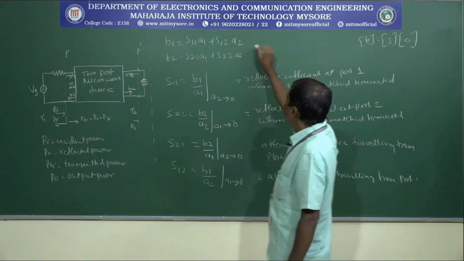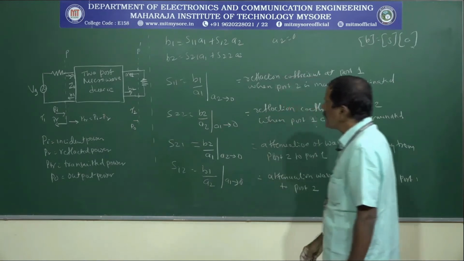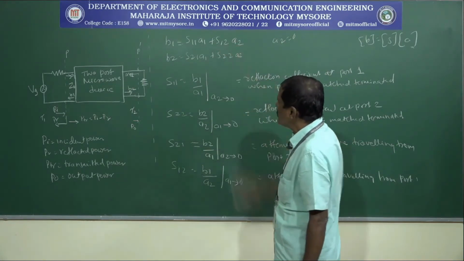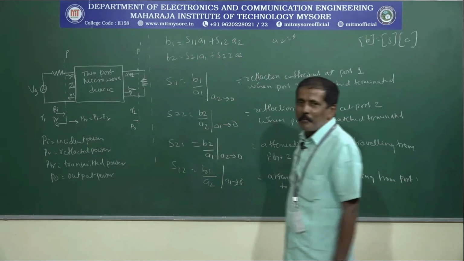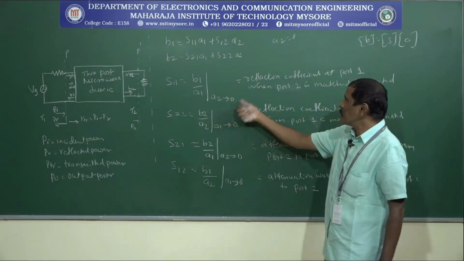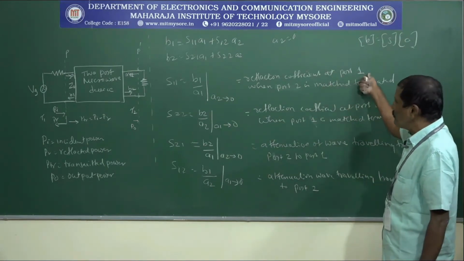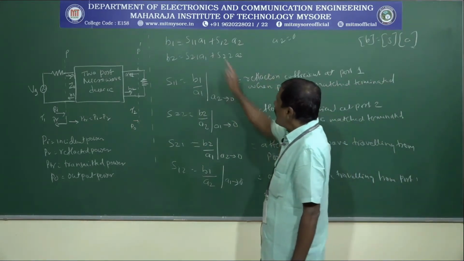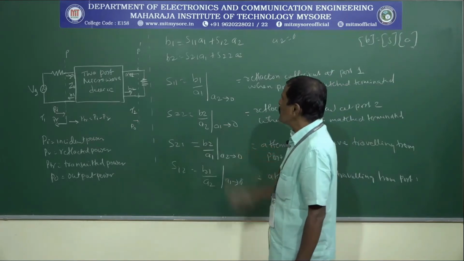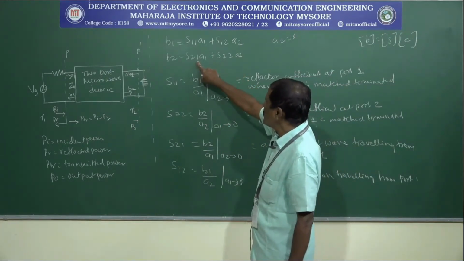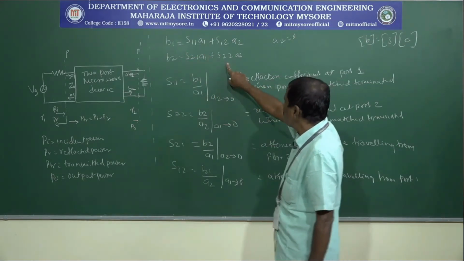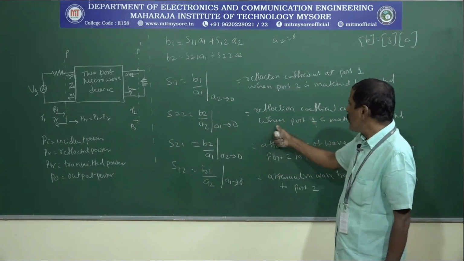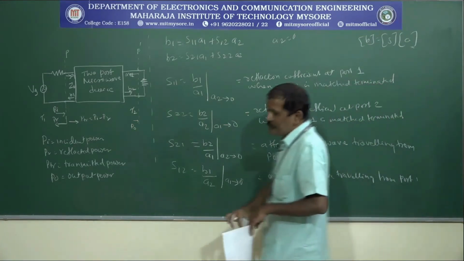Now first, take A2 equal to 0. When I take A2 equal to 0, this term becomes 0. Then S11 is equal to B1 divided by A1, such that A2 is equal to 0. This is called the reflection coefficient at port 1 when port 2 is matched terminated. Then make A1 equal to 0. When A1 equals 0, this term is 0. Then S22 equals B2 divided by A2. This is the reflection coefficient at port 2 when port 1 is matched terminated.